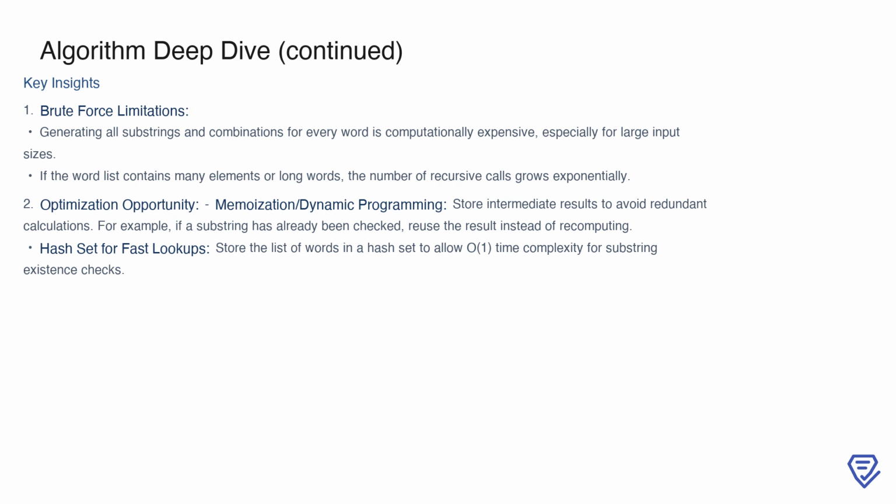To address this, we can optimize the solution in two key ways. First, we use memoization or dynamic programming to store intermediate results and avoid redundant calculations. For example, if a specific substring has already been checked, we simply reuse the result instead of recomputing it. Second, we use a hash set to store the list of words, allowing us to check for the existence of substrings in constant time. These insights form the foundation for an optimized solution.